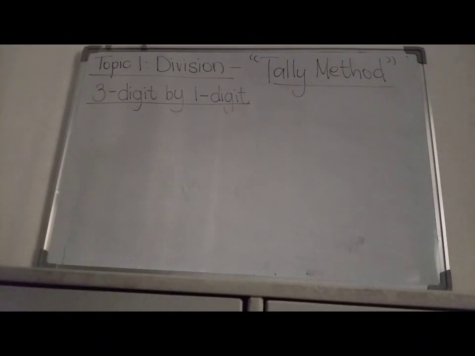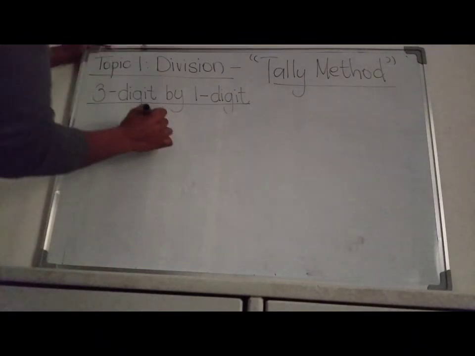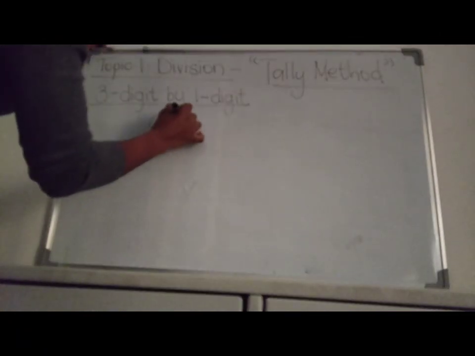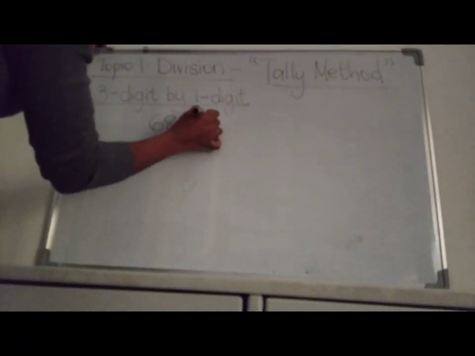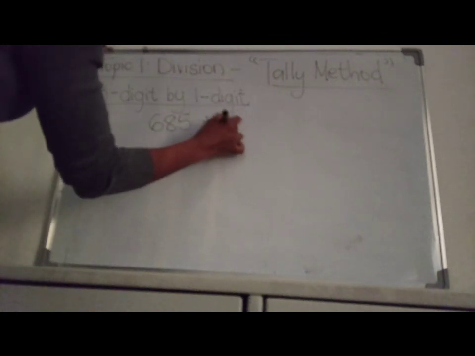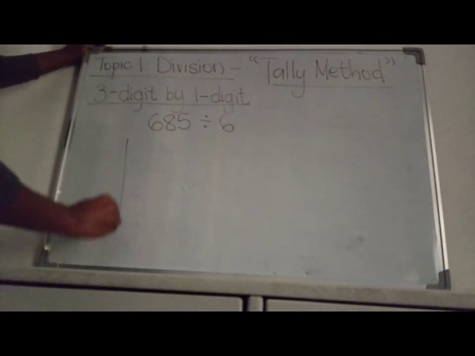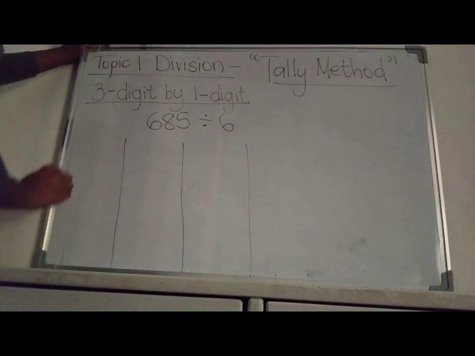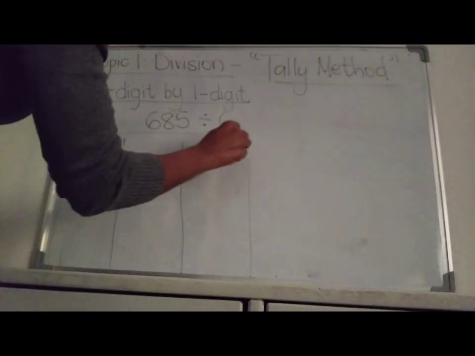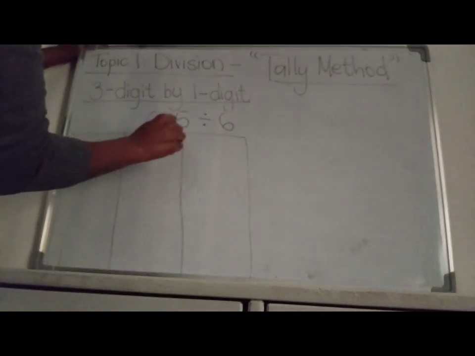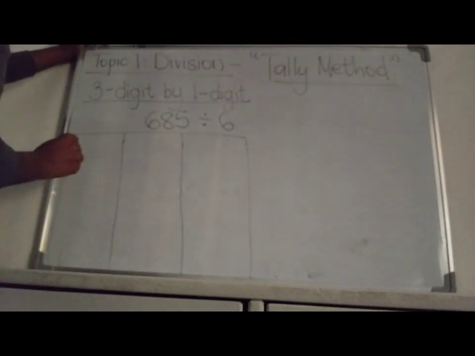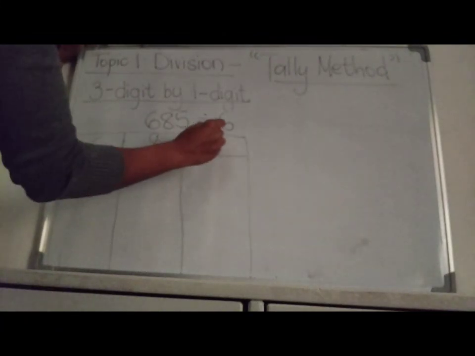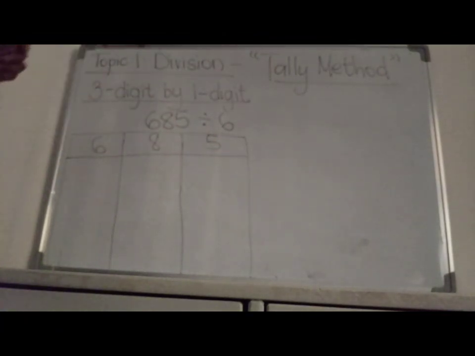Okay, so let's do another example. The tally method. 685 divided by 6. Ne? 3 columns zethu, because we are working with 3 digit by 1 digit. 6, 8, 5. Say one.